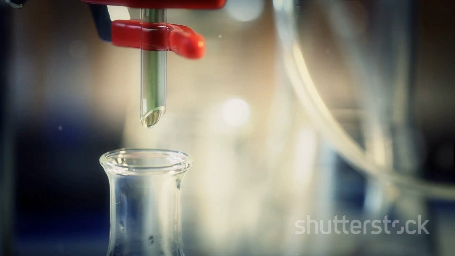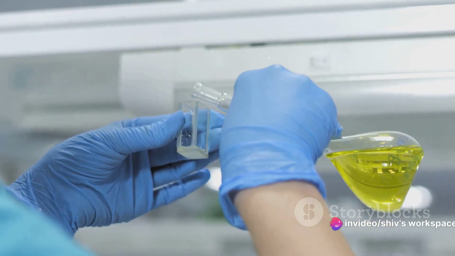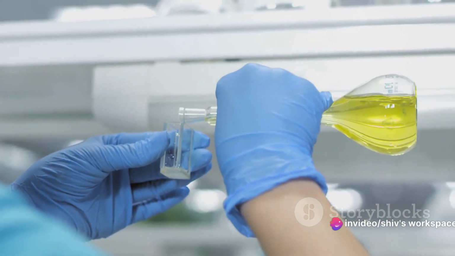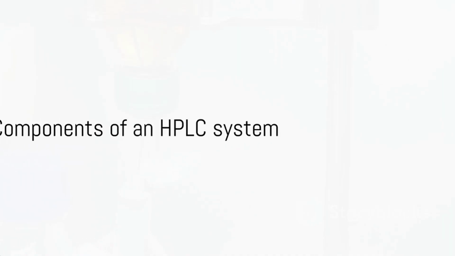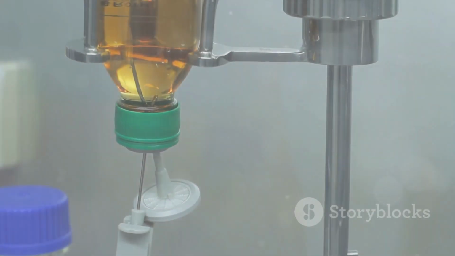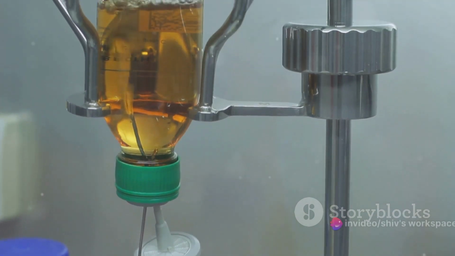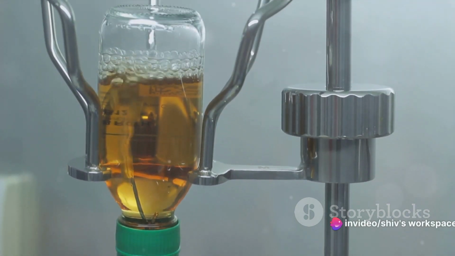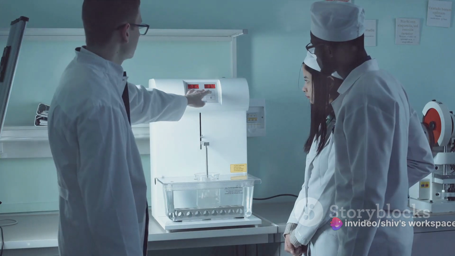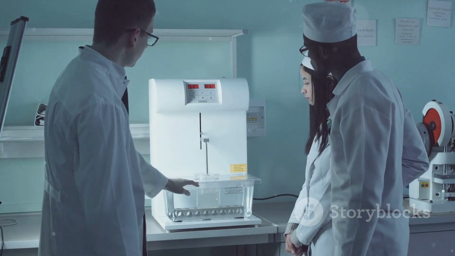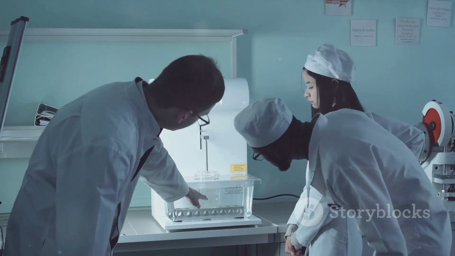Unlike traditional column chromatography, which relies on gravity to pull a solvent through a column filled with a stationary phase, HPLC utilizes a high-pressure pump, making the process not only faster but more efficient. The construction of an HPLC system is quite complex, with each component playing a critical role in the process. The system begins with a solvent reservoir, or mobile phase. This mobile phase, often a mixture of water and organic solvents, is responsible for carrying the sample through the system.